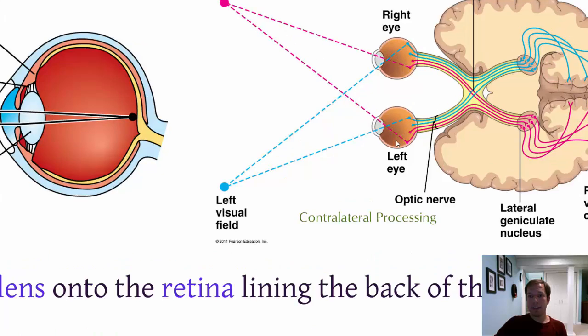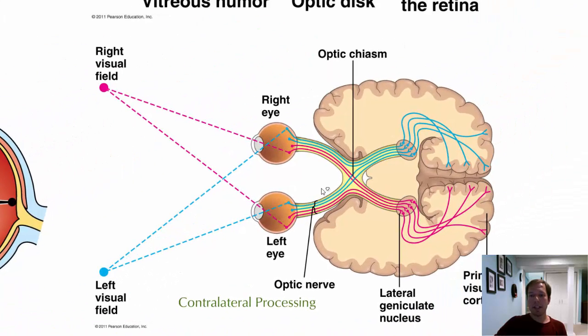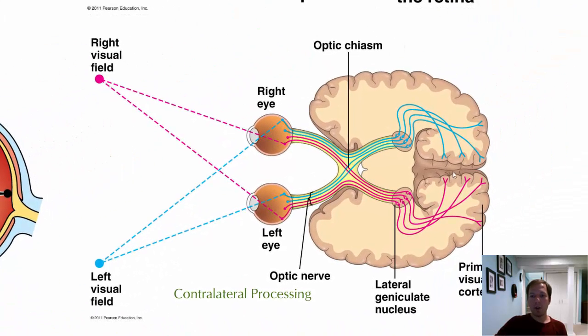Now, one thing that's interesting is that we have something called contralateral processing. You're probably aware that, for example, muscle control works such that the left hemisphere controls the muscles on the right side of the body and vice versa. Now we have a similar case here, but it's not what you would expect. It's not that the left eye's information is sent to the right part of the brain and vice versa. It's actually a little bit more complicated.